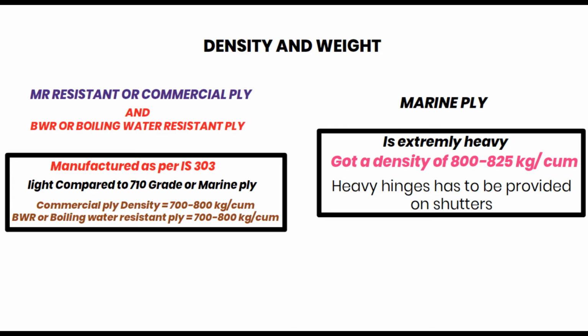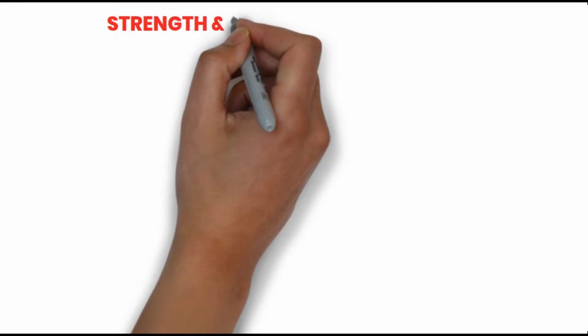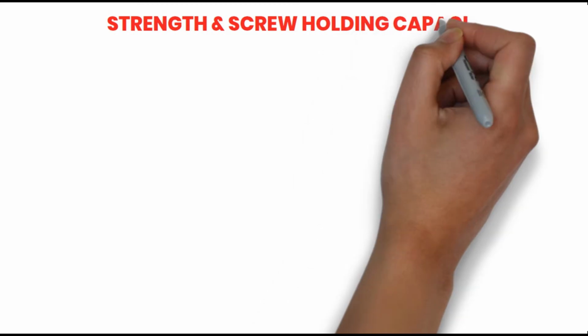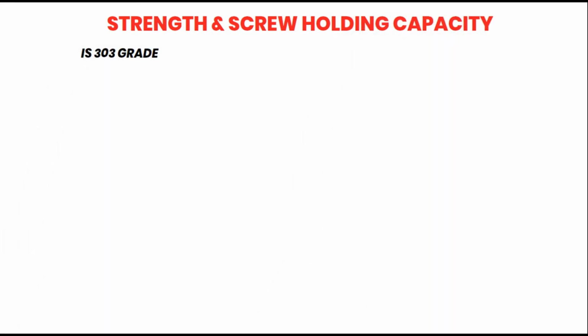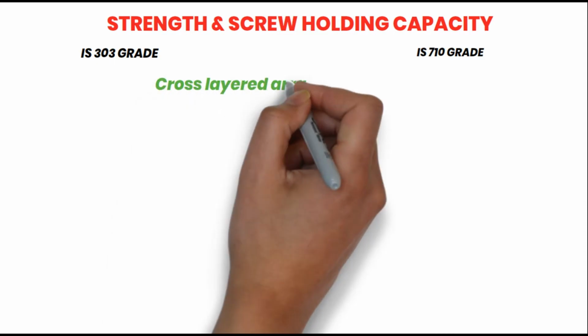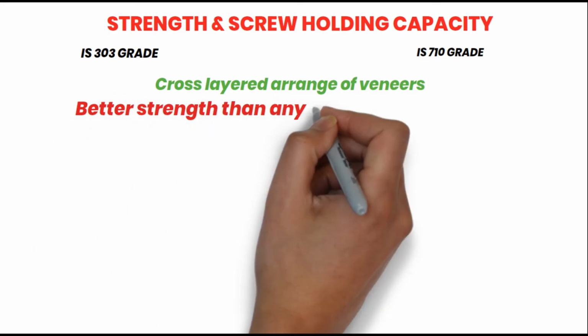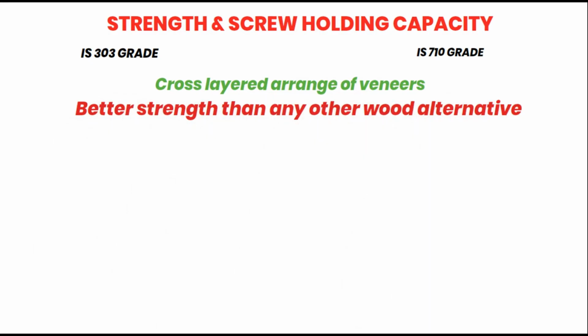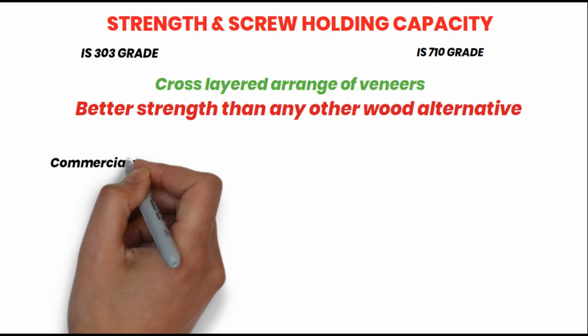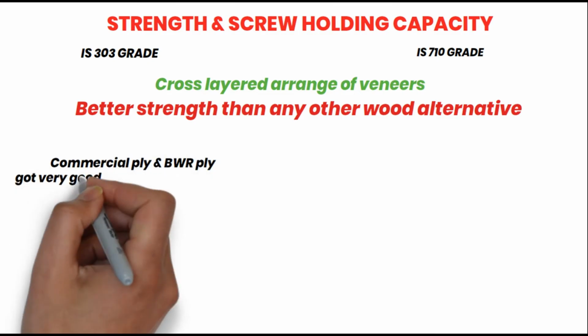And because of its high density and bigger weight, heavy hinges have to be provided when used on shutters. Next is the most important quality, that is strength and screw holding capacity. First we will discuss about 303 grade and IS 710. Both these grades, the veneer arrangement is cross layered and because of this cross layered arrangement they got better strength than any other wood alternative.